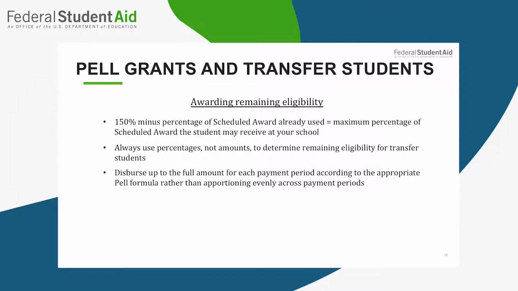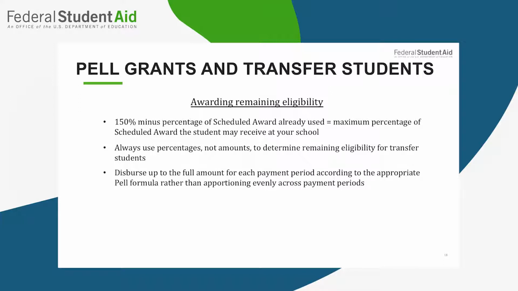And we're going to assume that the student is eligible for Pell Grant funds and that the scheduled award for both schools, School A and School B, is $5,000. May not be like that in the real world for all your students, but for these examples, we're going to tackle that.